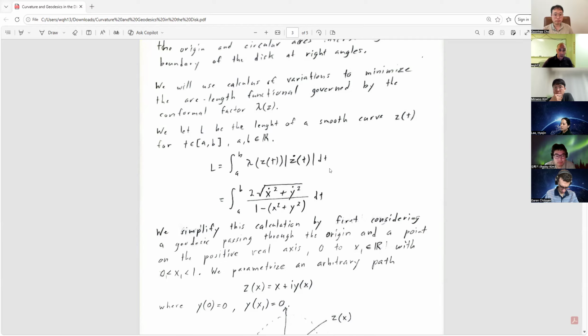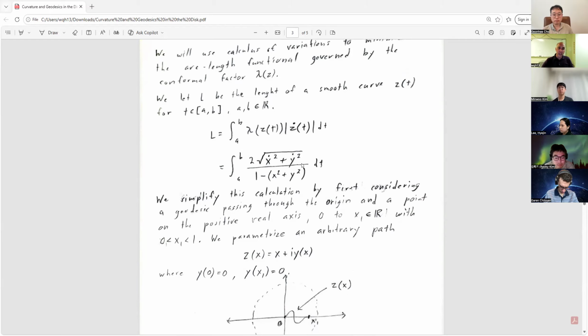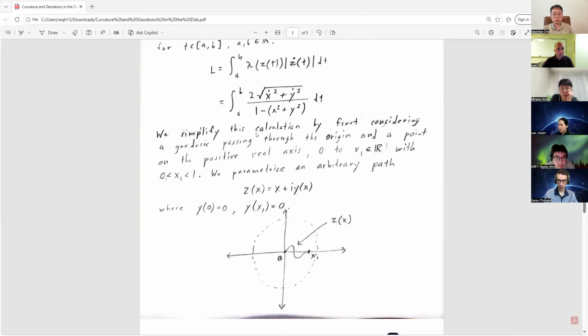then here is our conformal factor. Or I'm sorry, this is our arc length functional, and we want to minimize this. And we can actually, by the way, because we're not necessarily all used to seeing this z dot, this is Newton notation for the derivative with respect to t. And so we can simplify this calculation.